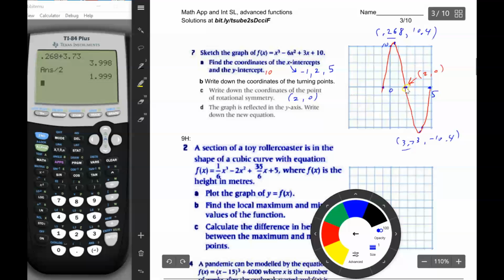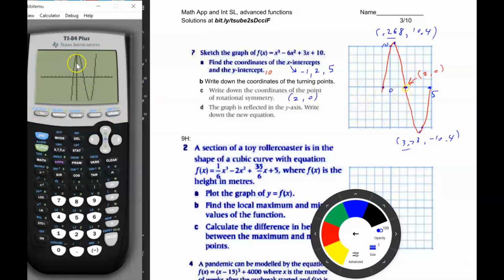Write down the new equation. Okay, so when you reflect things in the y-axis, remember how the a parameter for parabolas turns the thing upside down. So if your a value is negative, it turns it upside down. So the way you can get the negative version of this graph here is you just make the whole thing negative.